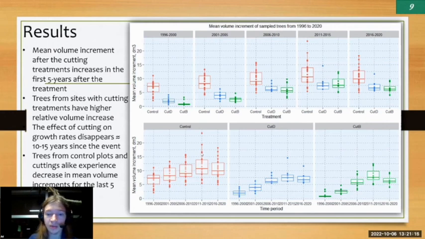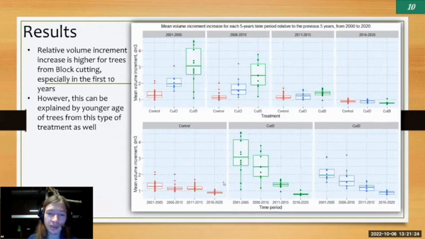And in the last time period, there is also a slight decrease for trees from all treatments. What is more interesting is to look at the relative wood volume increment increase. As you can see, the relative increase compared to the previous time period is higher for cutting practices than for control trees. And this trend is retained for basically the first 10 years.